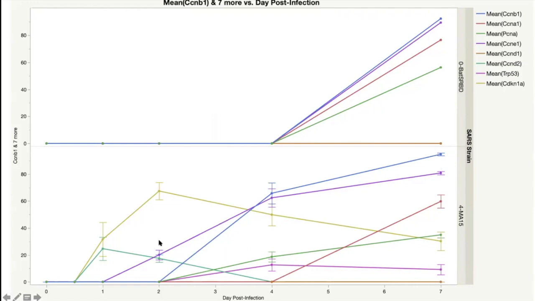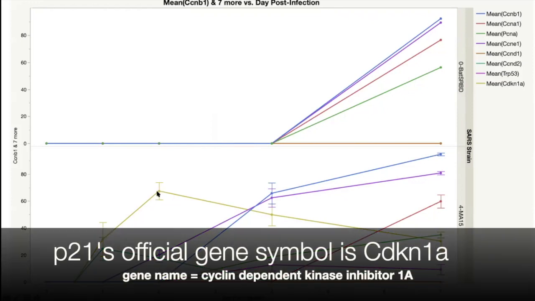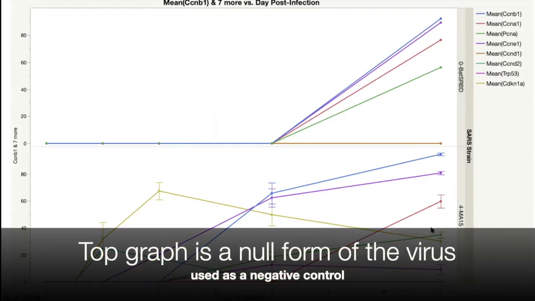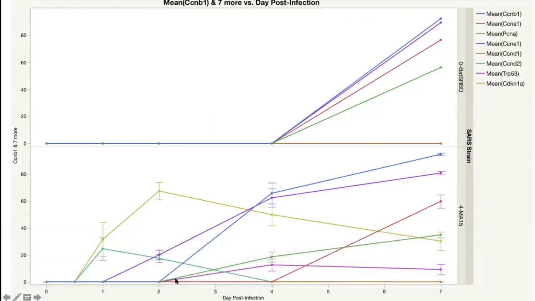And you can see that here. What was this? Oh, I didn't even see that. P21 goes up. So this is a suppressor, and you can see that it's going up, and then it kind of peaks at 2 and then goes down. But you can see all of these. This is the most severe form of the disease, and you can see all these cell cycle genes going way up, kind of increasing as the infection progresses.